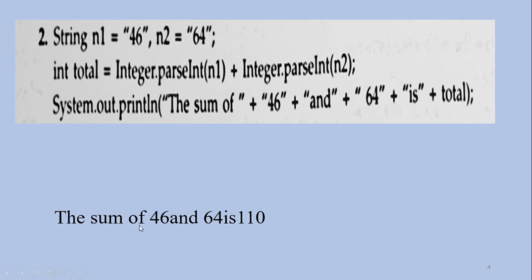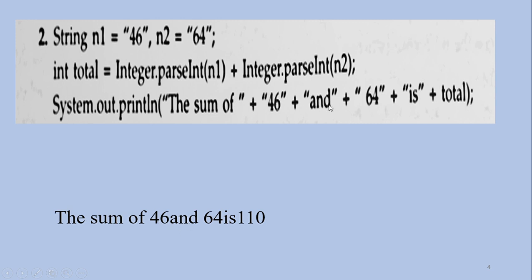You can see here the sum of, and after the double quotes you have a space here, so that space has been maintained here after "of", then 46. So 46 is here. After 46 there is no space, before and also no space, so you can see 46 is concatenated without the space.